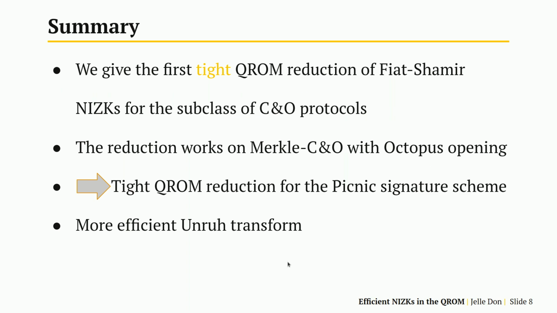So summarizing, we managed to give the first tight QROM reduction of a Fiat-Shamir based NIZK for the subclass of commit and open protocols. This reduction also works on Merkle-tree based C&Os with Octopus openings. Amongst other things, this applies a tight QROM reduction for the Picnic signature scheme. And finally, we give a more efficient version of the Unruh Transform.